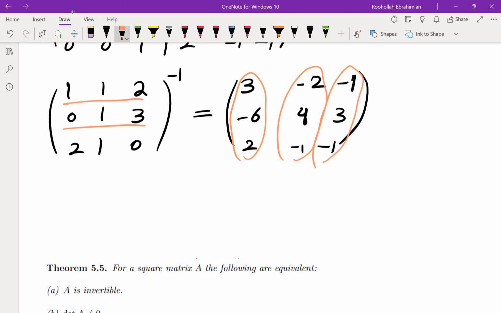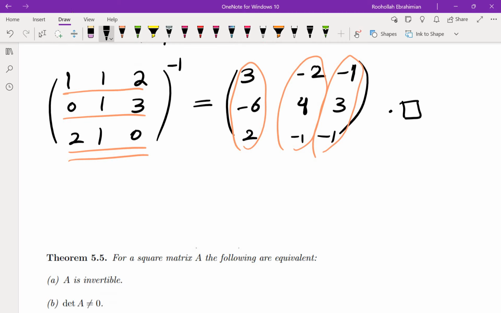Last row dotted with the first column, 6 minus 6 plus 0, which is 0. Last row dot product with the second column is negative 4 plus 4 plus 0, which is 0. And then finally last row dotted with the last column is negative 2 plus 3, which is 1. And that gives us the final answer.